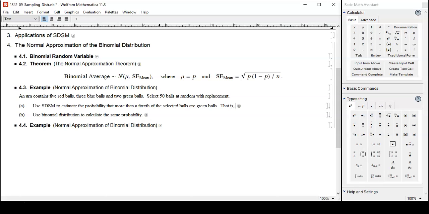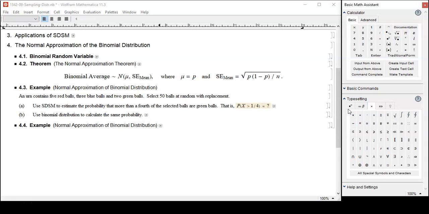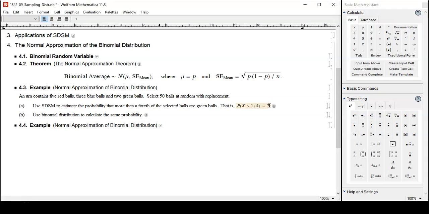That is, and this is what this problem is asking, right? Estimate the probability that P of X is greater than 1/4. That's what they want.